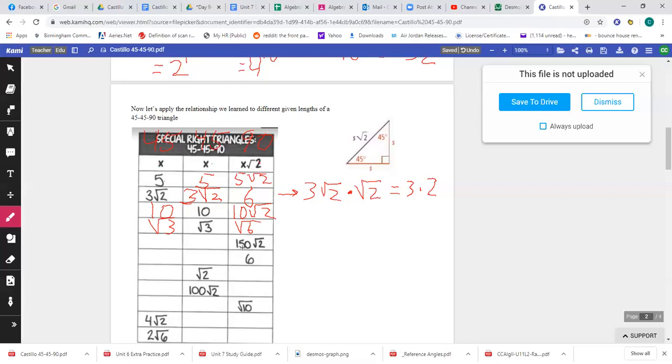Now, think about this one. This next row should be kind of simple. If I know this is 150 root 2, what should the two legs be?